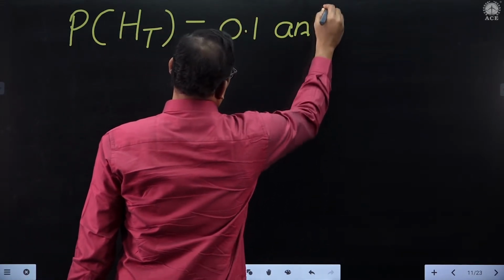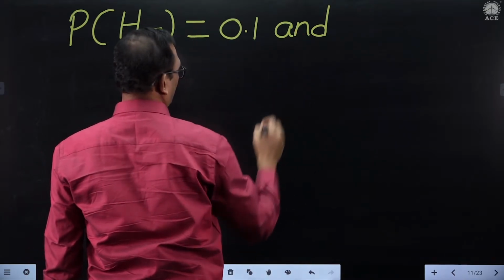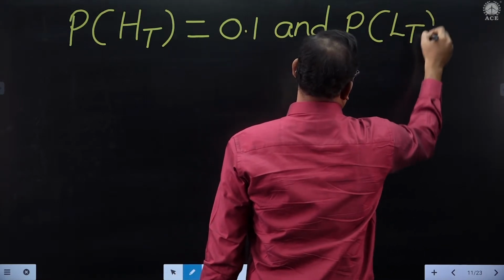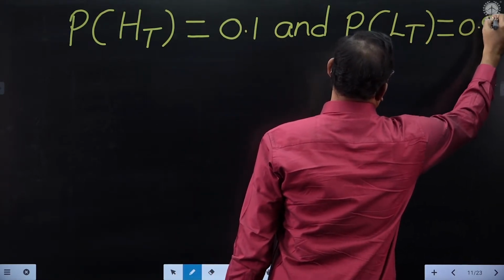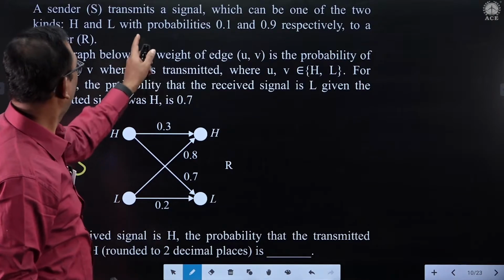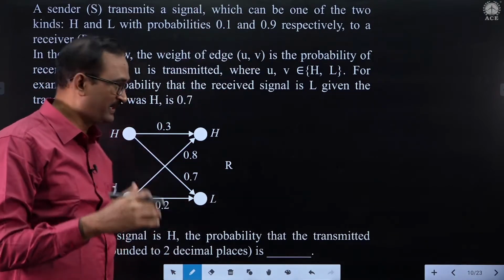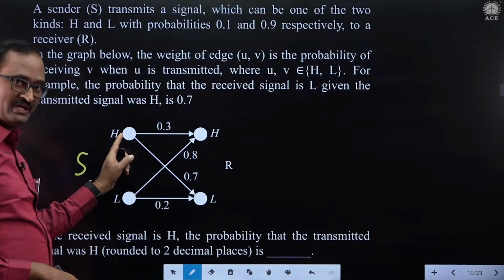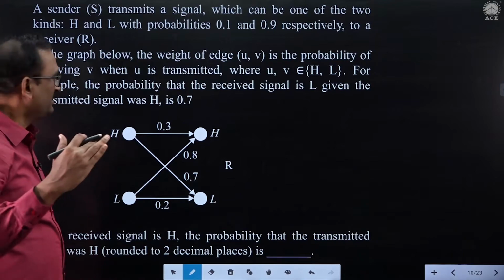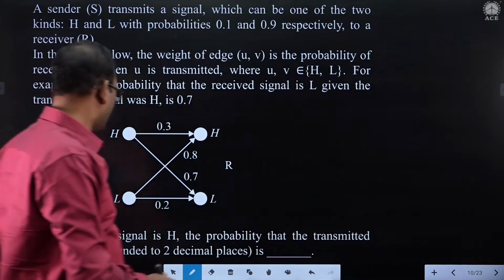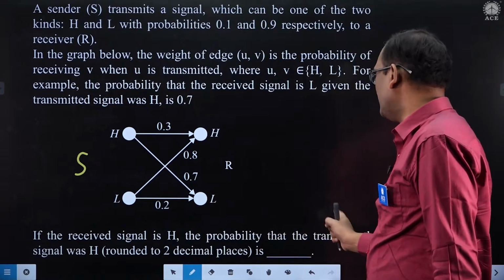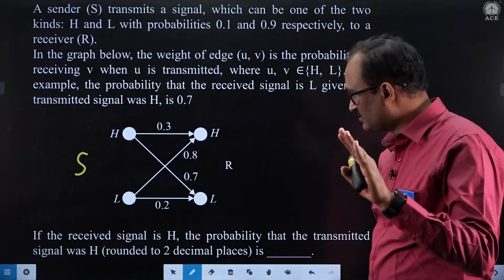Similarly, probability of transmission of L signal is 0.9. Probability of transmission of L signal is 0.9. That is fine. After transmitting H signal, it should also be received as H, is 0.3. Anyhow, first of all, read the last sentence. If the received signal is H, what is the probability that the transmitted signal is also H?